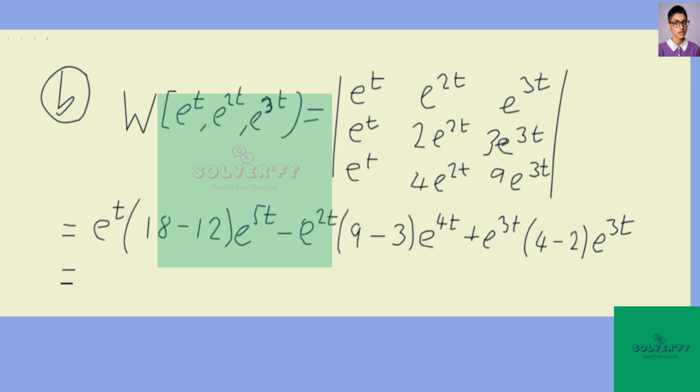Okay, so 18 minus 12 is 6. Then we've got 6 e to the 6t, but then each of these terms is going to be in terms of e to the 6t, so we can take that out. So that's 6, and then from the middle term we've got minus 9 minus 3, so that's going to be minus 6. Then on the right we've got plus 4 minus 2, which is 2, times e to the 6t, which is 2 e to the 6t, because 6 minus 6 is 0.